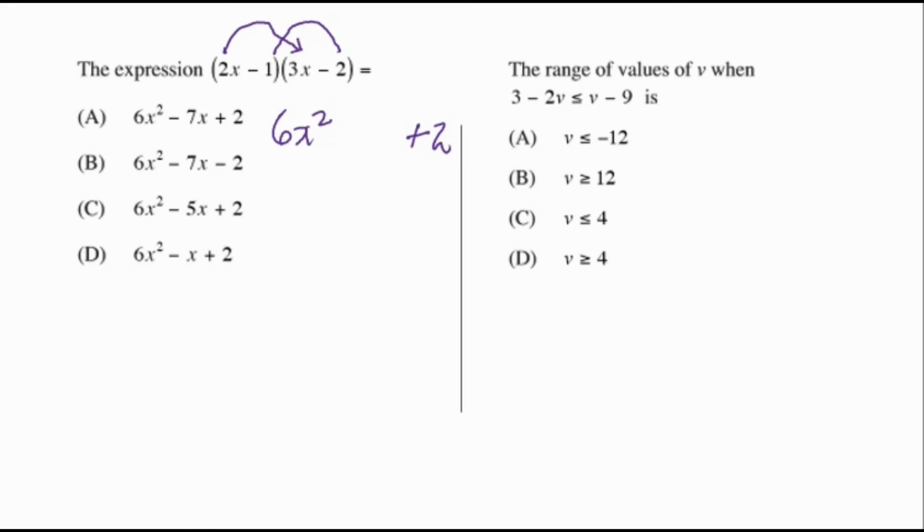So therefore we know that that eliminates B. Now to find the middle term, we have to multiply this term by this and this by this. So this term will give us negative 3x and this term will give us negative 4x. So the net result is 6x squared negative 7x plus 2. So the correct result is A.